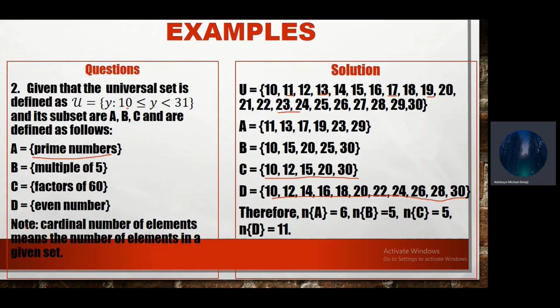Now it says, note, the cardinal number of a set means the number of elements in a given set. So if we are asked to find the cardinality of A, you write it in this form, n, then braces A, then you count. How many elements do we have in A? We have 1, 2, 3, 4, 5, 6. So that's why we have 6 here, because we have 6 elements in A. Cardinality of B means how many elements in B? Let's count: 1, 2, 3, 4, 5. So we have 5, and so on and so forth. So that is basically what cardinality, or cardinal number of a set, means. Is that okay? I'm sure we understand this example.